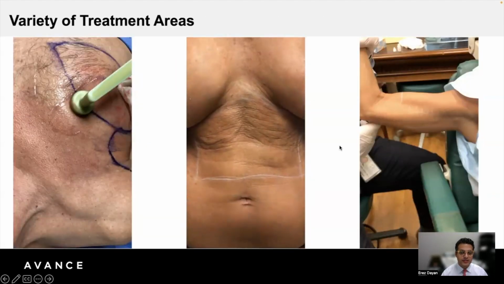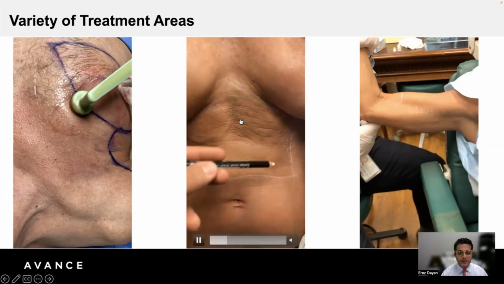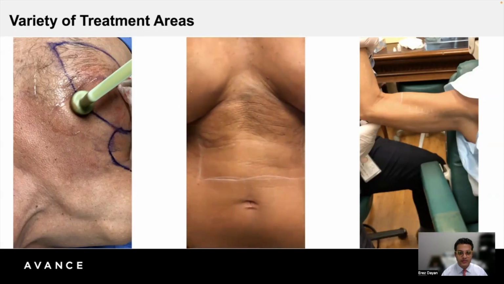There are patients that just have crepiness of the skin. These are difficult patients to treat, and energy-based devices can be very helpful in improving the skin tone and texture in those cases.